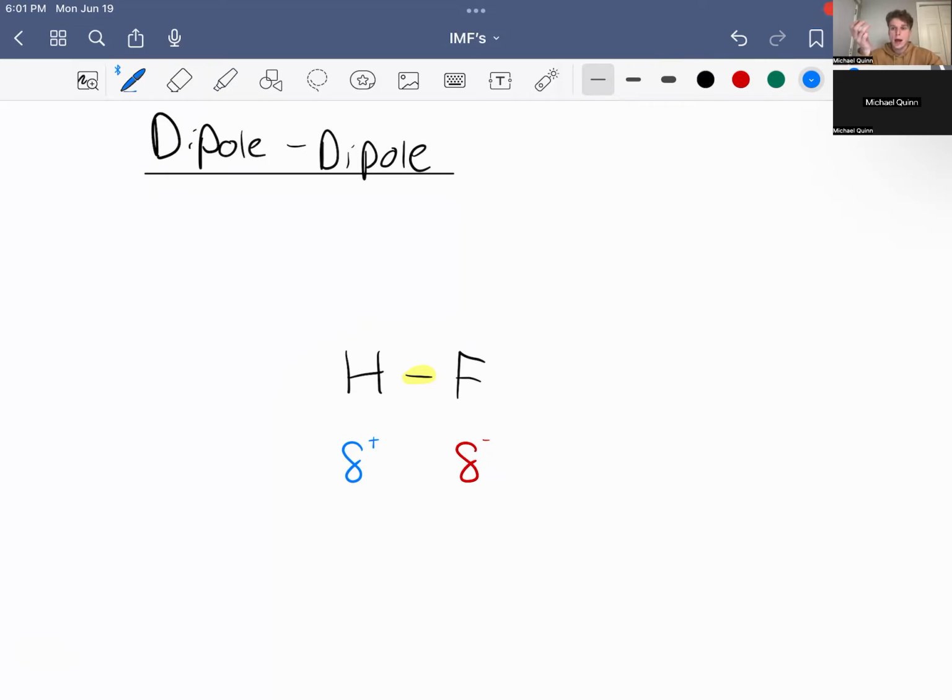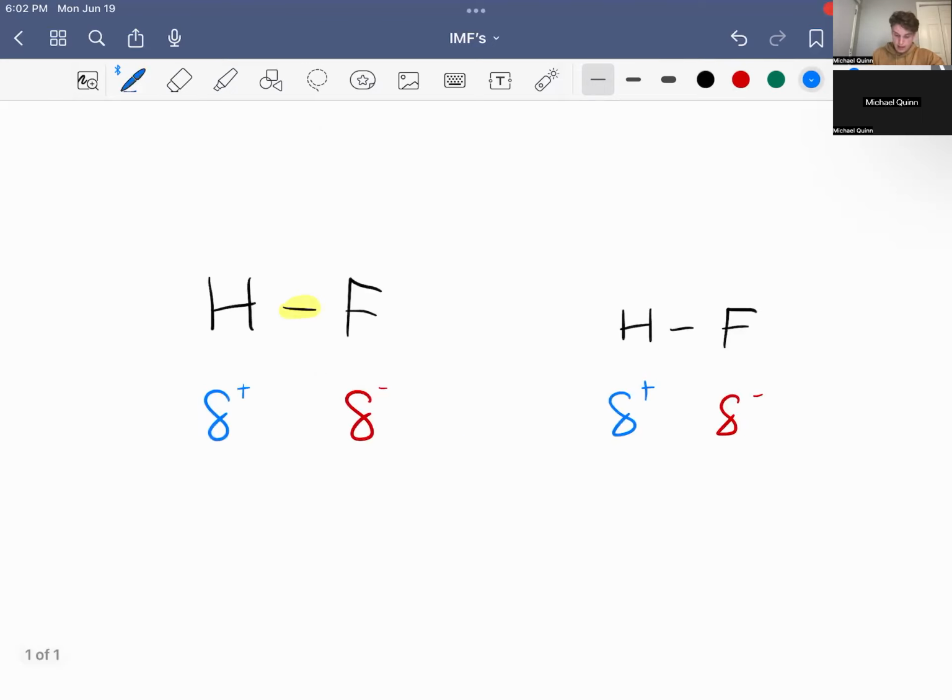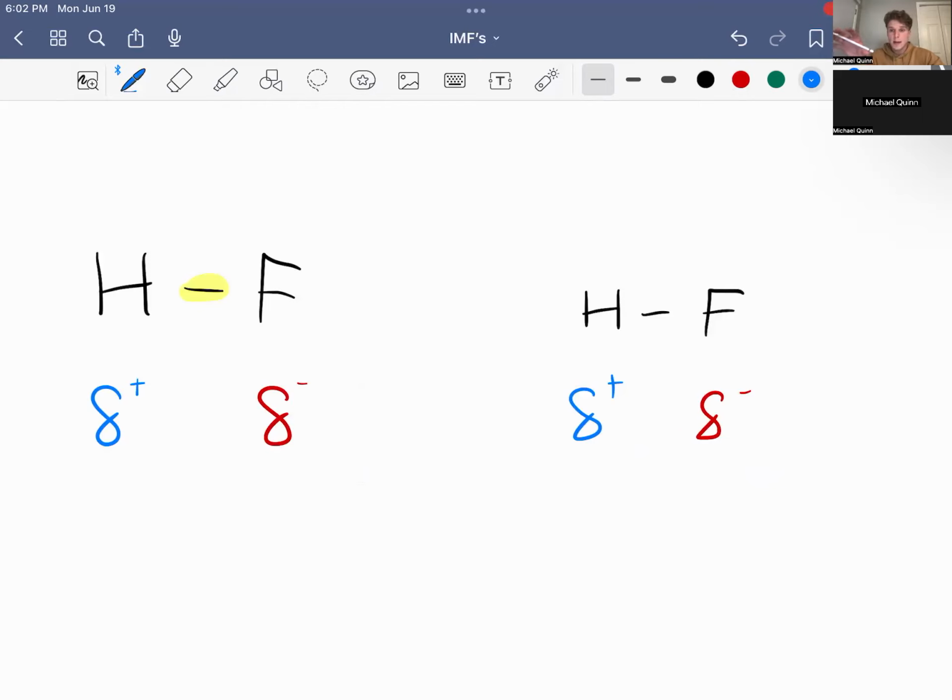Now, what happens when HF comes together with another HF? Fluorine, just the same, will want the electron cloud over here, creating a partial negative charge, and hydrogen will have a partial positive charge. Each of these two separate HF molecules has its own partial positive and partial negative charges. When we bring them together, an intermolecular force is created between the partial negative and partial positive. Remember, positives and negatives attract.